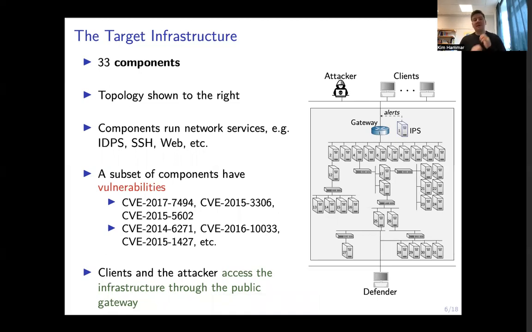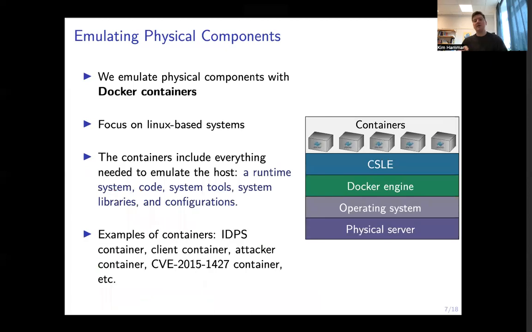So the first step in creating a digital twin of this infrastructure is that we have to emulate the physical components. So we have to emulate the application servers, the gateway, and the switches. And we do this using Docker containers. So we map each physical component to a container. And then inside that container, we run software to represent the configuration of the component. So to implement the services, the user accounts, the vulnerabilities, and so on.